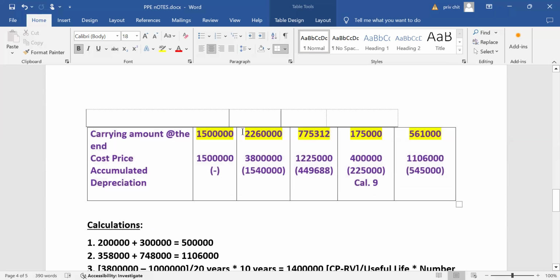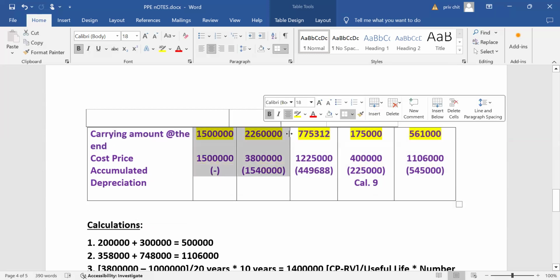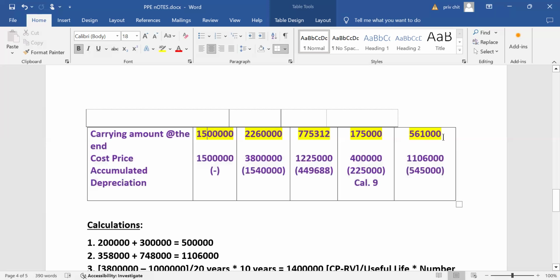Now, very important with regards to the closing balances, there's a line item titled carrying amount at the end of the year. Very important line item. Why? Because that's the line item that we need to total in order to determine what to disclose in the statement of financial position. So you have to add the 1.5 million plus the 2,260,000 plus the 775,312, 175,000 plus the 561,000.